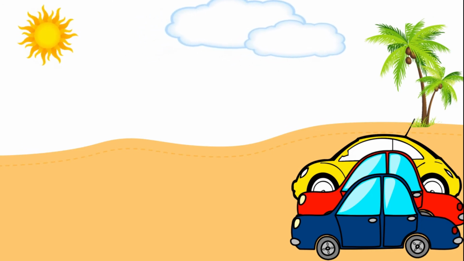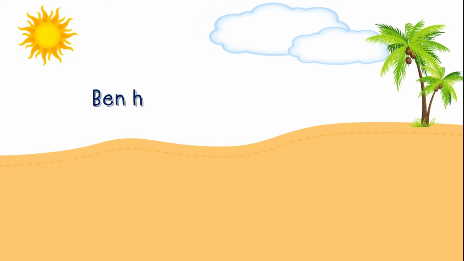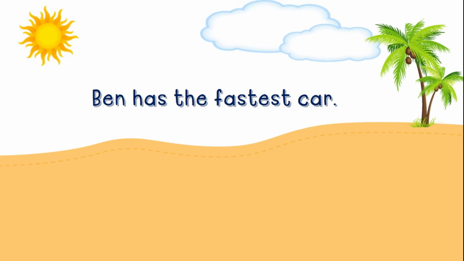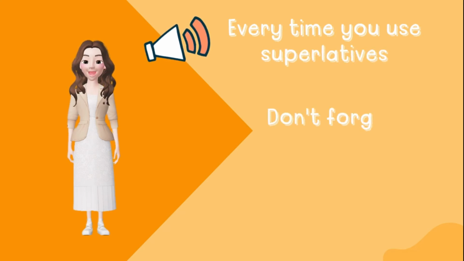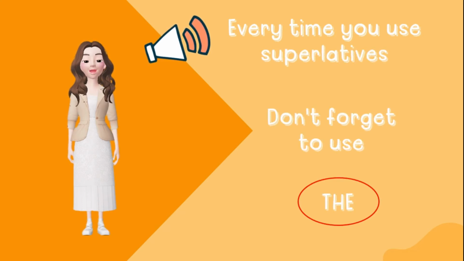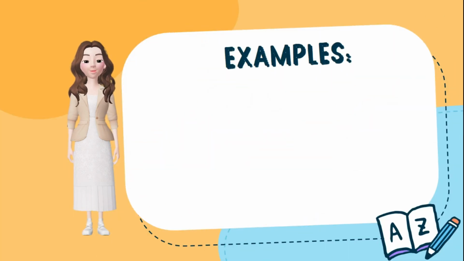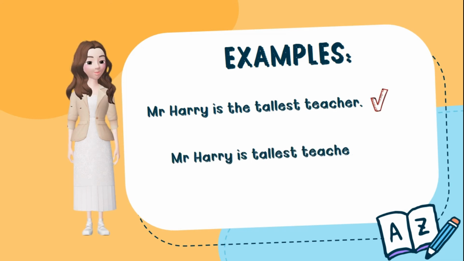And here, I'm comparing three cars. Then, I will say, Ben has the fastest car. You must remember that every time you use superlatives, don't forget to use the before the superlatives. For instance, we can say, Mr. Harry is the tallest teacher, but we cannot say Mr. Harry is tallest teacher. It is not right.